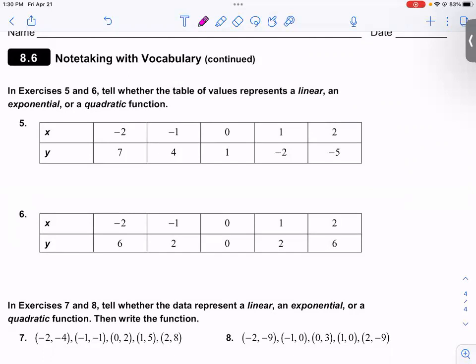Okay. I would like you to figure out what kind of function we have in number 5. Is it linear, exponential, or quadratic? Figure it out. Don't guess.